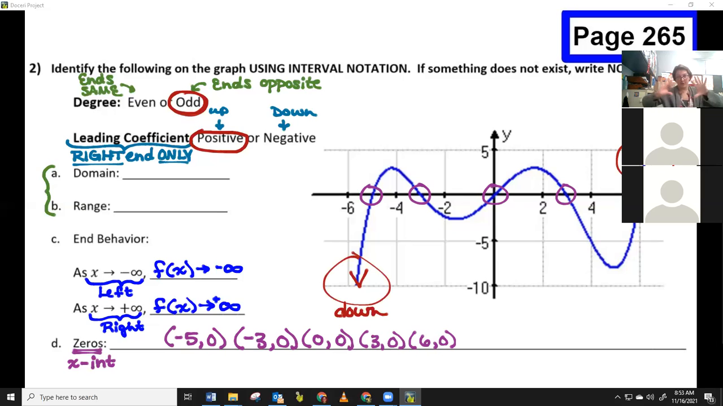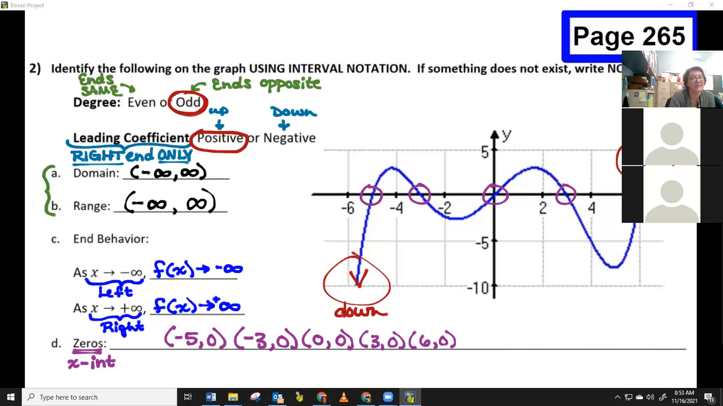Domain and range. Domain: if that graph goes to both ends, it is negative infinity to positive infinity. For the range, does one of my ends point down? Yes. So there is no limit on the negative y's that we can get because one end points down. Does one end point up? Yeah. And there is no limit to the positive y values we can get.